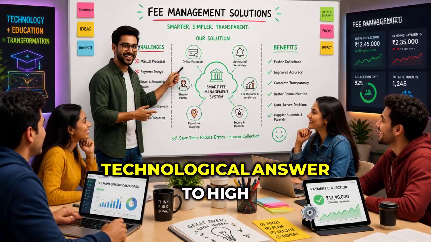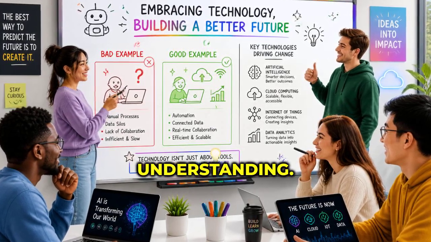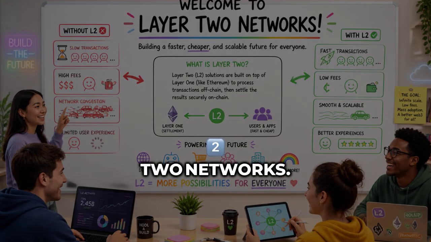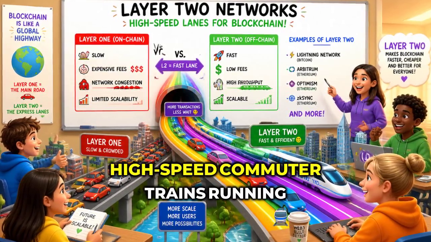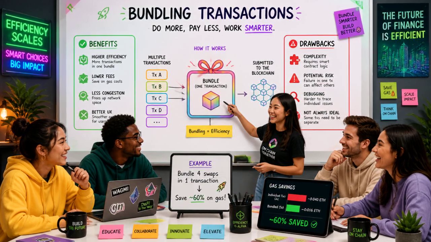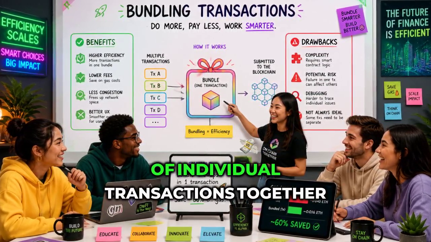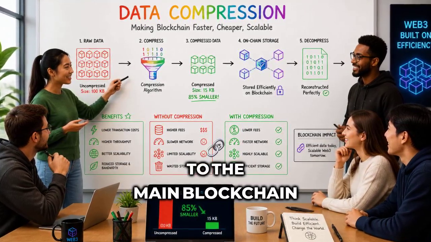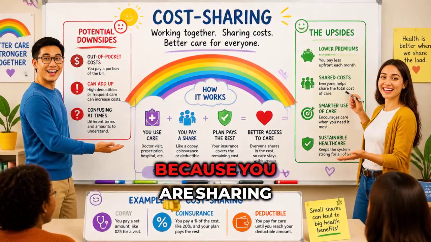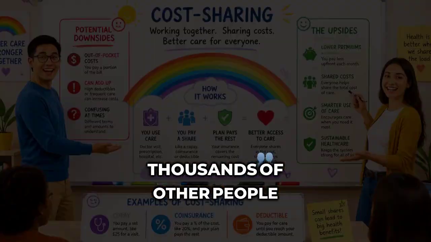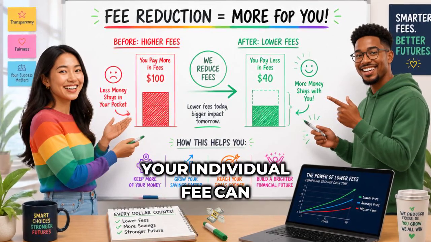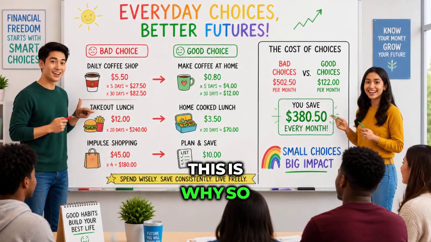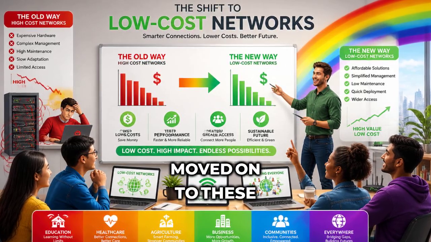There is also a technological answer to high fees, and it is worth understanding. In recent years, the ecosystem has built what are called Layer 2 networks. Think of them as high-speed commuter trains running above the crowded main road. These networks bundle thousands of individual transactions together into one package, compress the data, and send it down to the main blockchain in a single efficient batch. Because you are sharing the computational cost with thousands of other people at once, your individual fee can drop from a few pounds to a fraction of a single penny. This is why so much everyday activity has moved on to these low-cost networks.